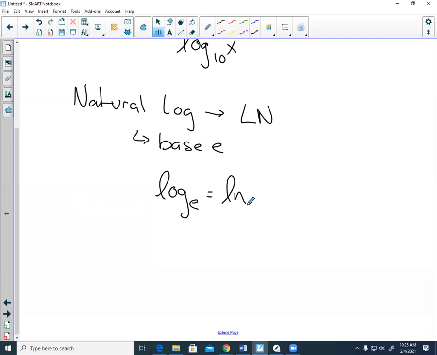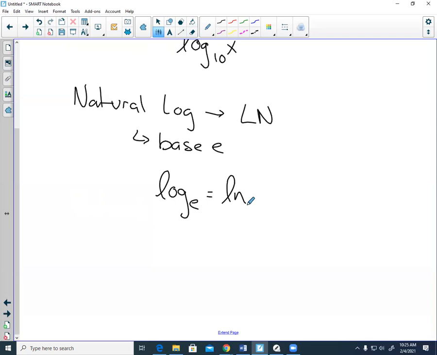If you see log base e on a test, it means ln. If you see log or ln on a test, it means log base e. No matter what you see, backwards or forwards, log base e and ln mean the exact same thing. They are identical.